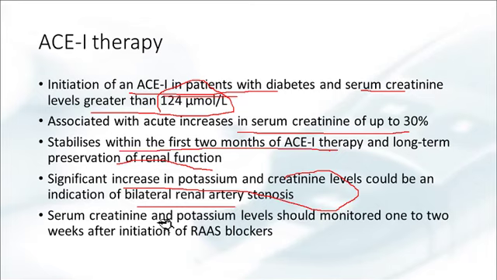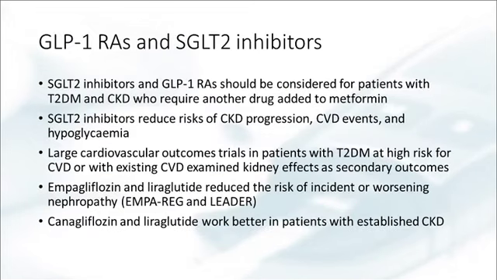Serum creatinine and potassium levels must be monitored for 1 to 2 weeks after initiation of RAS blockers. This includes ACE inhibitors or ARB therapy, either one. Similarly, if you have a significant increase in potassium and creatinine levels after you start ARBs as well, you must take into account that there is the potential for bilateral renal artery stenosis there as well, and you must investigate that.